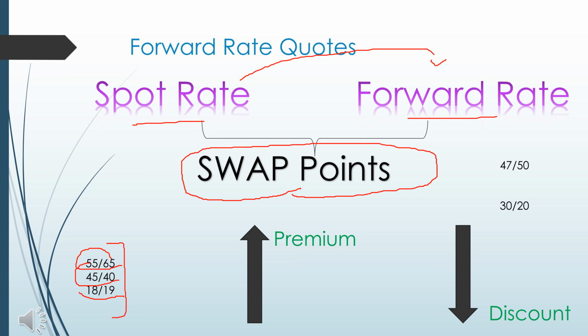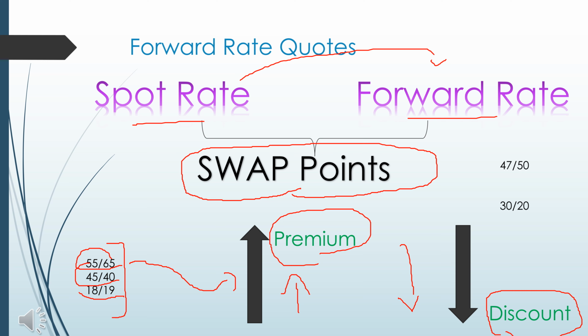So if you look at it, you can see that it can be in ascending or descending order. If it is in ascending order, it means the currency will be trading at a premium to the spot price. Similarly, if it is in descending order, it means the currency will be at a discount to the spot price. An example: 47 by 50 swap points, ascending order, represents a currency that has premium forward rates. 30 by 20 swap points is in descending order, and it represents a currency that has discounted forward rates.